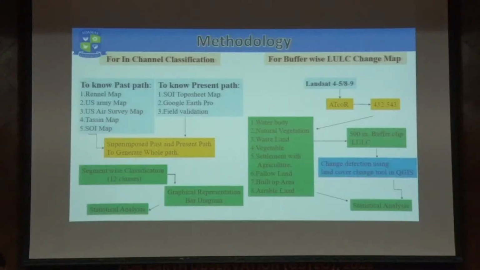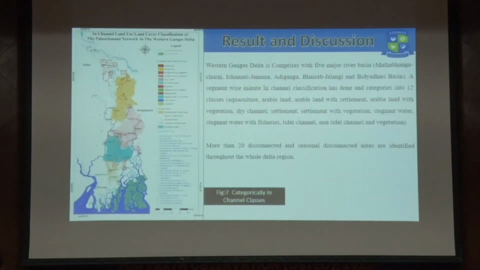Thereafter I superimposed this past and present path, and I classified 12 classes, and there is some statistical analysis also there. And for the LULC change, I downloaded Landsat 4, 5 and 8, 9 images, then did pre-processing, and it is also classified into 8 classes. Then I did the change detection on QGIS and performed a statistical analysis. This is the results and discussions part.